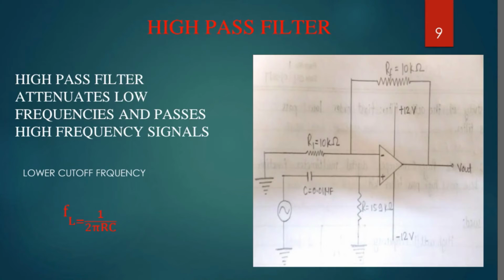A high pass filter attenuates low frequencies and passes high frequency signals, which is very different from the low pass filter. It has a lower cutoff frequency, whereas in the low pass filter we observe a high cutoff frequency. The FL is given by 1 by 2 pi RC, where C is the capacitance. Here C is 0.01 mu F and RF is 10 kilo ohms. Can go to next slide.